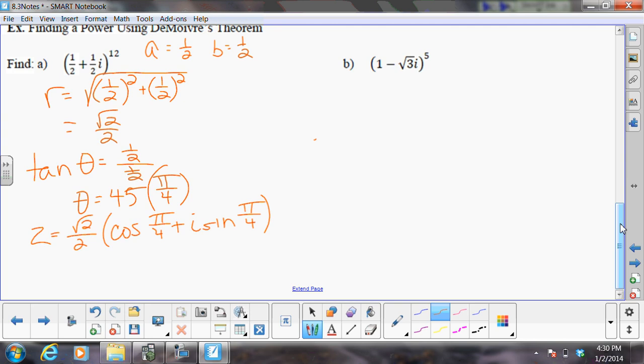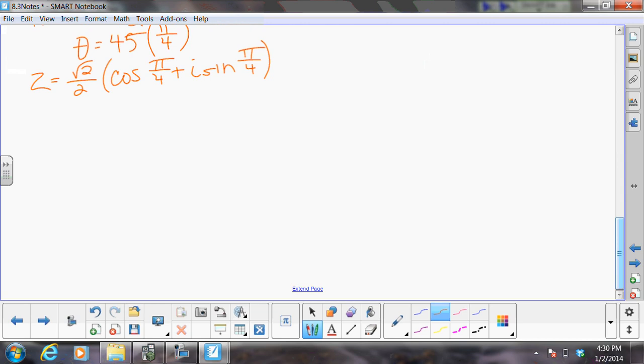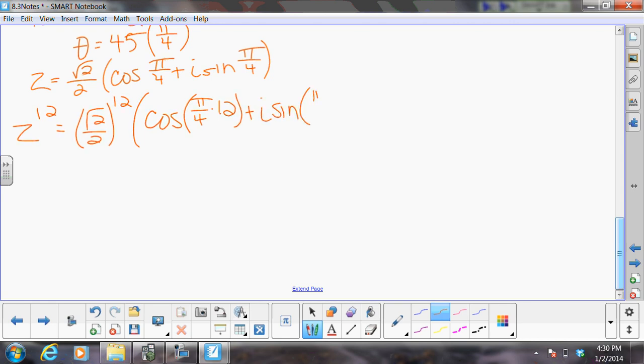Now they want it to the 12th power. Ooh, I need more room. So I want z to the 12th. If I'm taking z to the 12th, I take my r to the 12th, and I'm going to take my theta of pi over 4 and times it by 12. Radical 2 over 2 to the 12th becomes 1 over 64. And pi over 4 times 12 is just 3 pi.